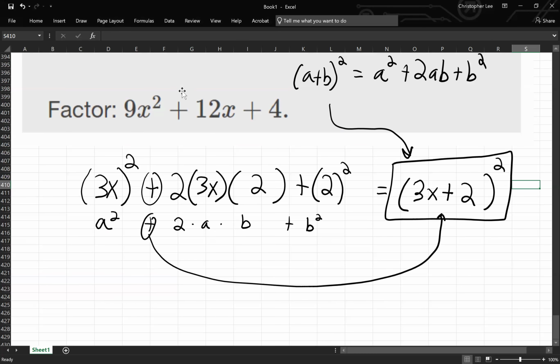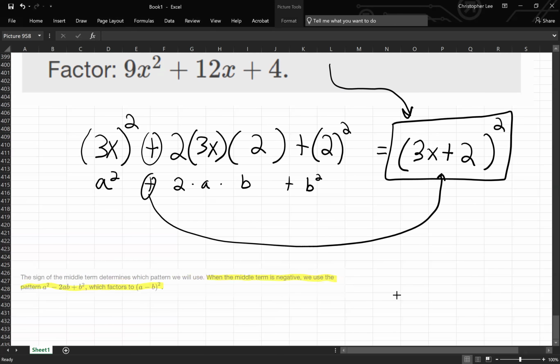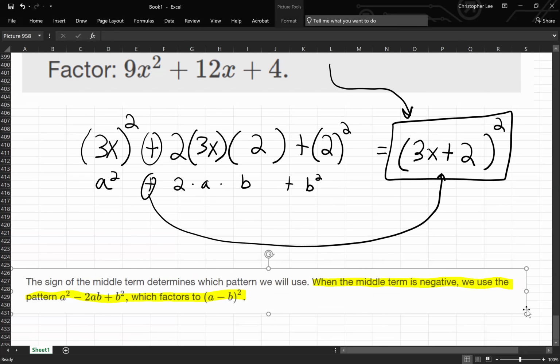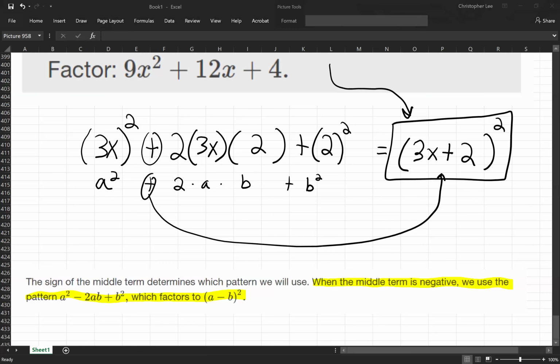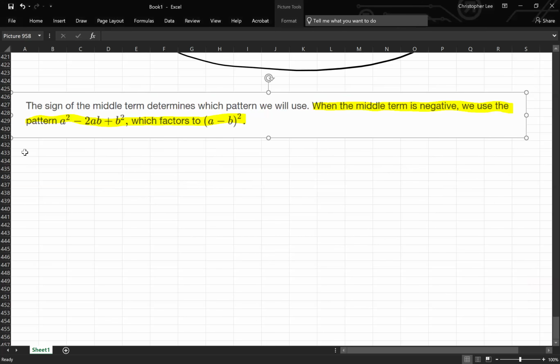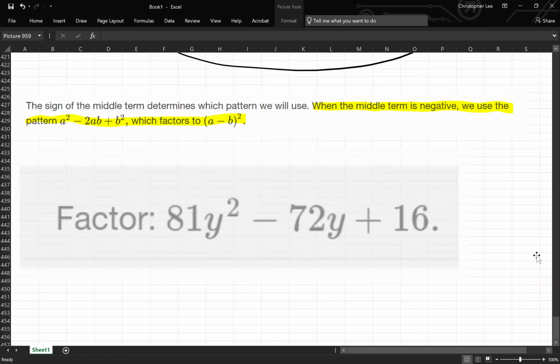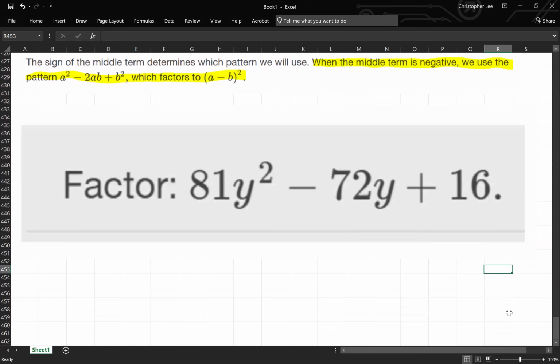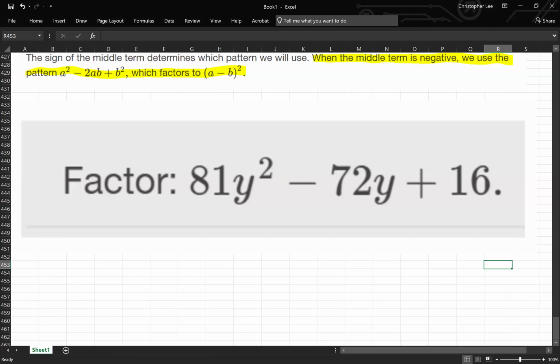And by the way, if the b term right here was negative, this would have been a minus sign in the middle. That's the difference between the two formulas. All right, let's make a little note. The sign of the middle term determines which pattern we will use. When the middle term is negative, we use the a squared minus 2ab plus b squared formula, which factors to a minus b squared. All right, let's try it out. So let's try this one out. Now your b term here is negative, so you already know you're going to use the other formula.